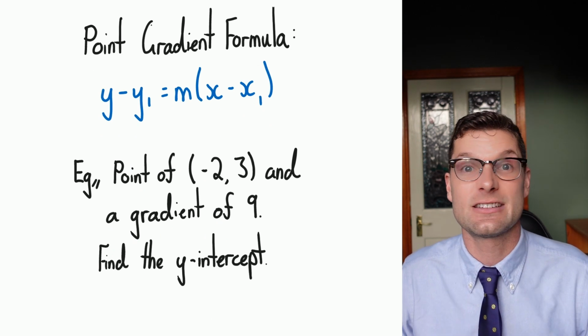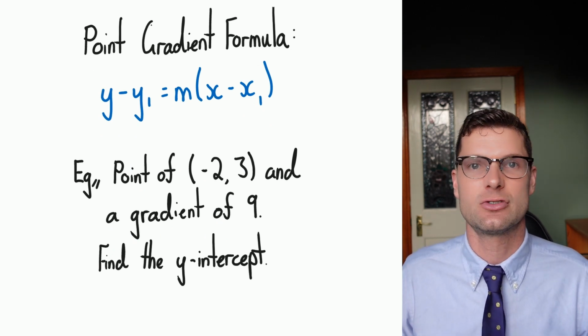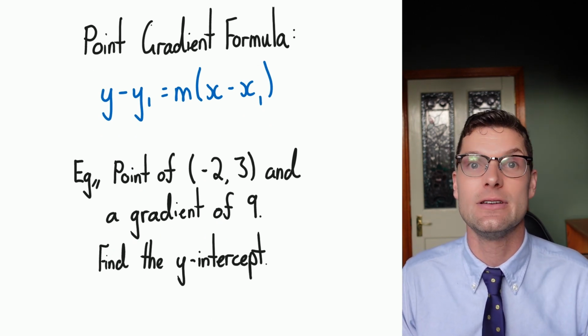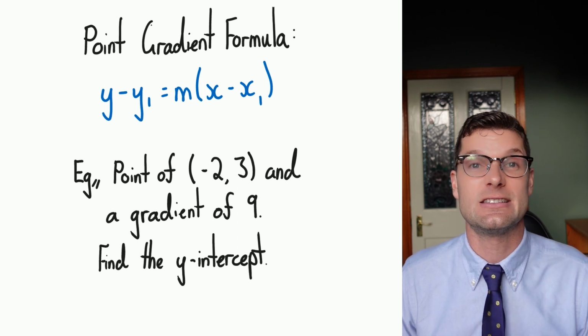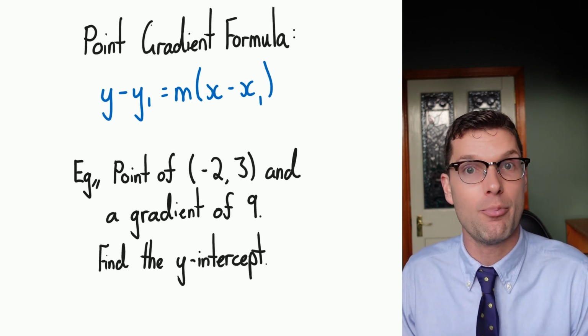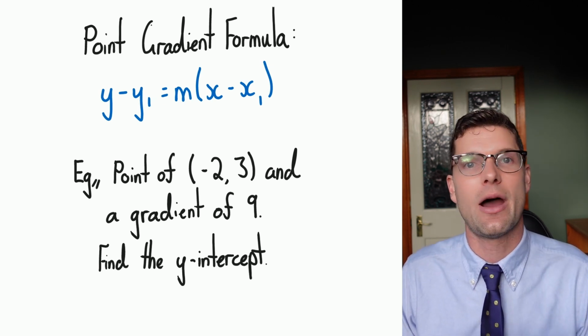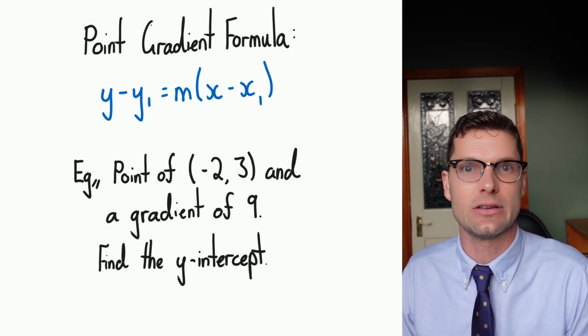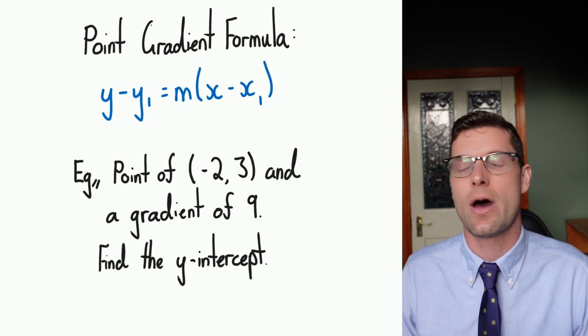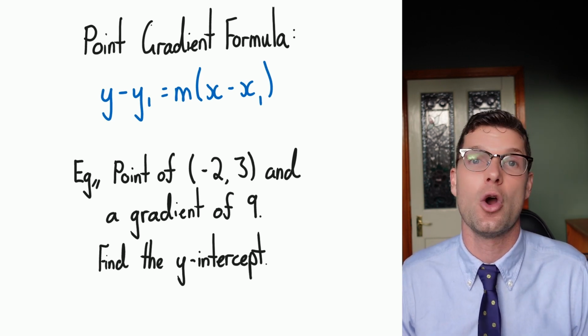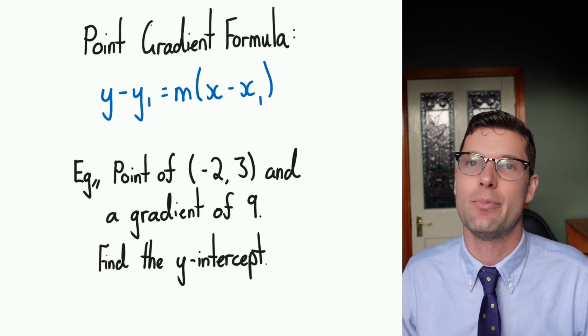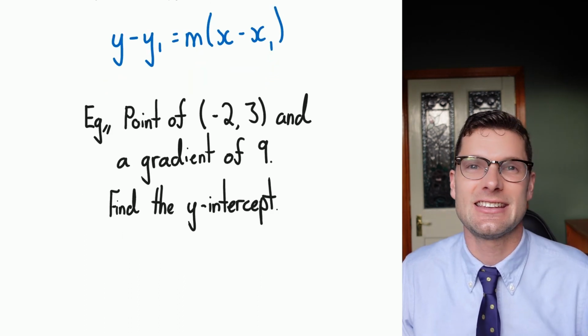So you're not going to be asked to show that proof every single time. All you really need to know is the formula. And the formula is that y minus a y point is equal to the gradient, all multiplied by x minus an x point. So if you've just been given 1 point and the gradient, you can always work out what the equation of the line is going to be. So we're just going to see an example here.